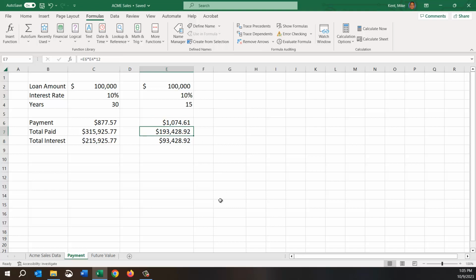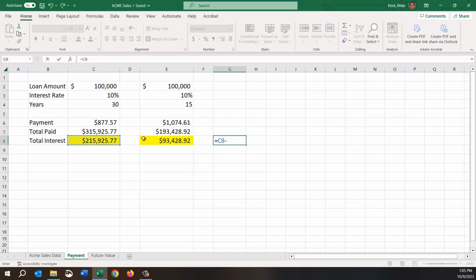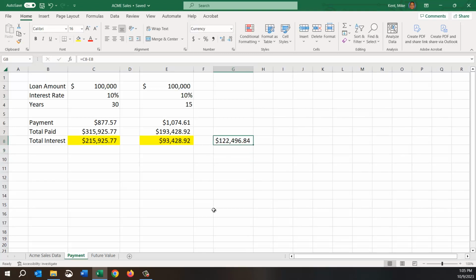But look at this. I'm paying $193,000 for the house instead of $315,000 for the house. So I'm only paying $93,000 in interest instead of $215,000 in interest. So that's pretty dramatic right there, because I'm saving $122,000 I get to put into my pocket. So now I can buy 2 cars and put them in the driveway of my house.